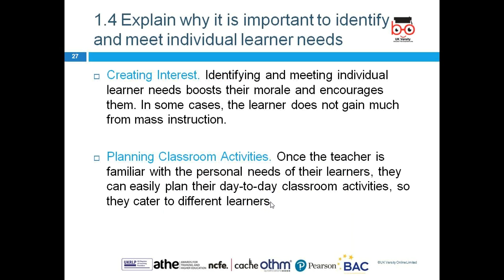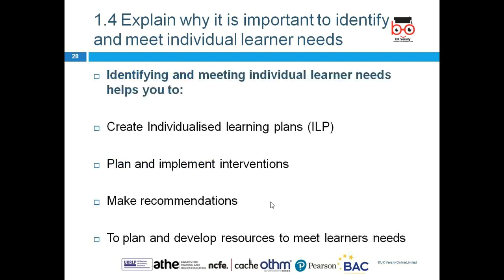It helps you to create interest, because you're meeting the individual needs, you're going off what their own interests are, and you're working in that aspect. And then again, it just helps you to plan all the activities. So you're familiar with them, you know what they need to do, and you're planning the activities to cater for everyone. And then in the end, just to overview it, it helps you to create individualized learning plans, or ILPs. You'll probably see those folders in and around the classroom.